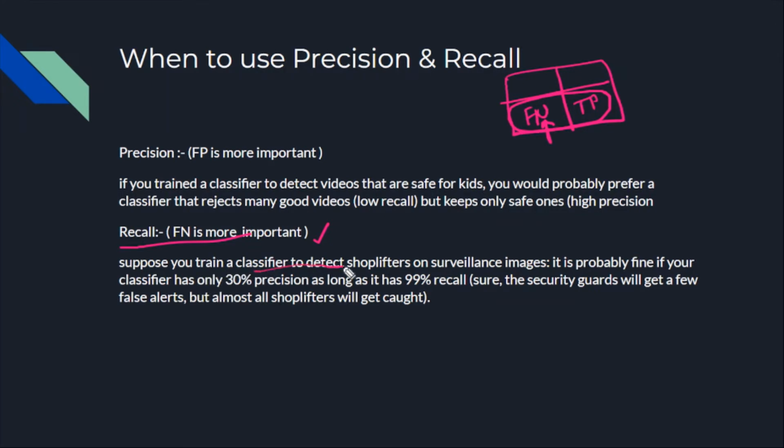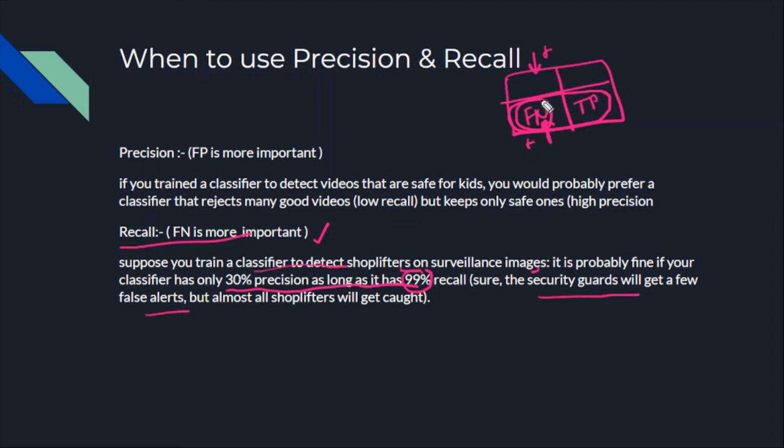Suppose you train a classifier to detect shoplifters on surveillance images. So you want to check whether there are shoplifters in the surveillance image. It is probably fine that the classifier has only 30% precision as long as recall is 99%, so the security guards will get only a few false alerts. Now, false negative means what? Those are actual positives but the model predicted negative.